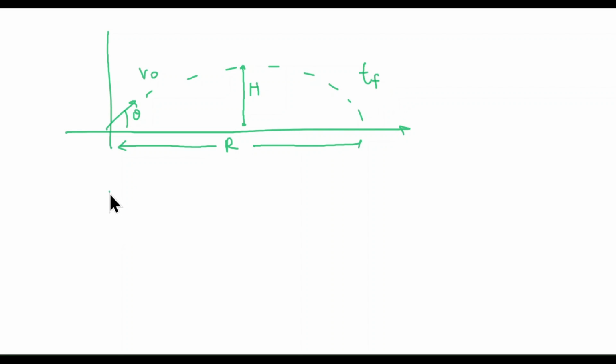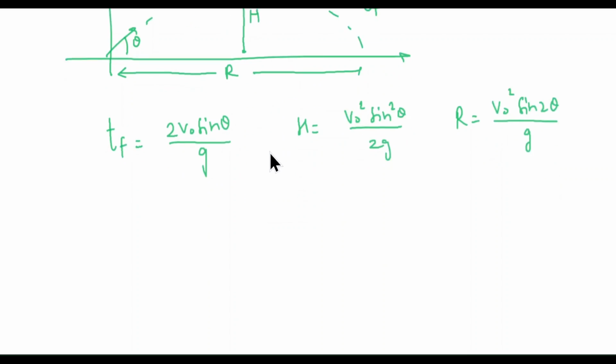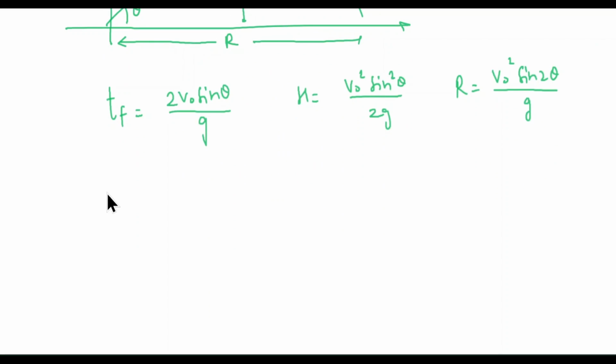Time of flight is given by 2 v naught sine theta over g. The maximum height is given by v naught square sine square theta over 2g. The range is given by v naught square sine 2 theta over g. Related to this, we have two very interesting scenarios.